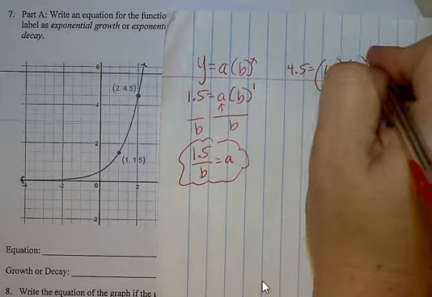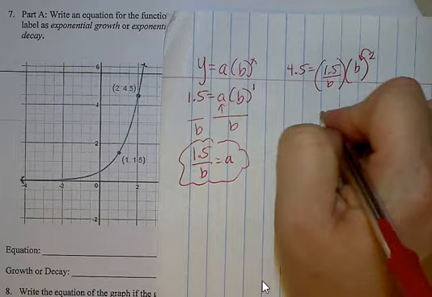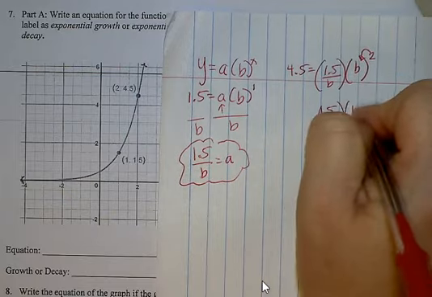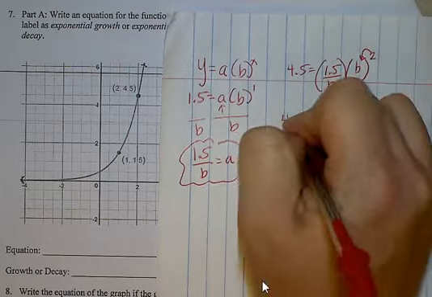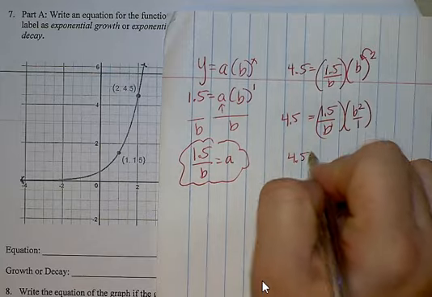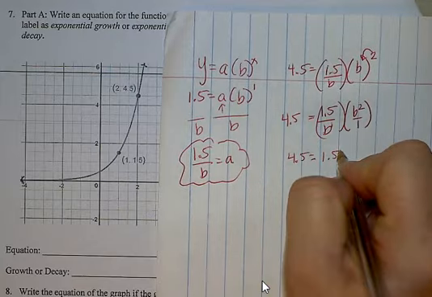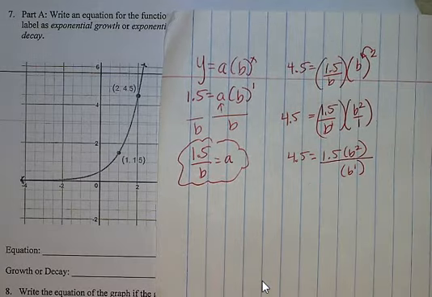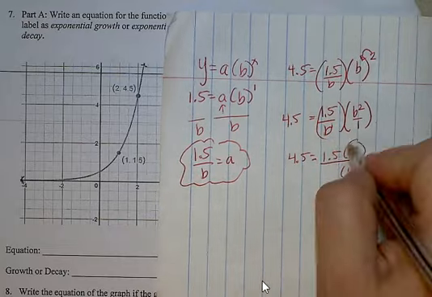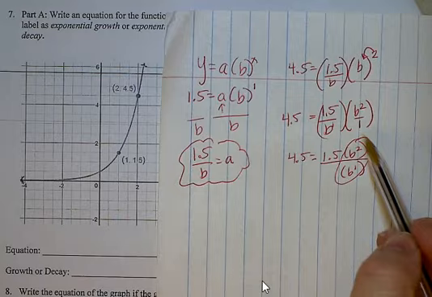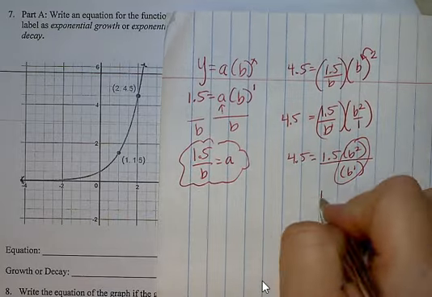Now this 2 is going to distribute, and it becomes 1.5 over b to the first times b squared over 1. And when we multiply, we push the tops together and the bottoms together. And we have 1.5 b squared over b to the first. Freshman year, and again reviewed in our last unit, we learned that when you have the same base and you're dividing, you get to subtract the exponents. 2 subtract 1 is 1, and the higher exponent is on top.